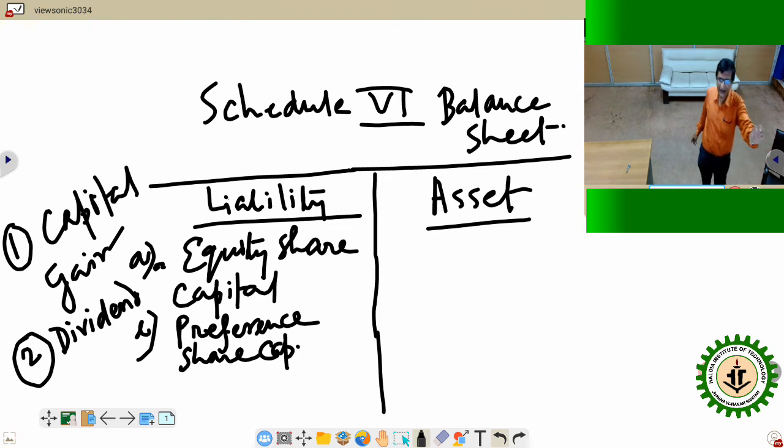Capital gain means the difference between the sale and purchase price of equity shares. Generally, people invest in equity shares of any company in the secondary market. What is the primary market, what is the secondary market, that is a long discussion, I am not going into that. But the secondary market, just this much you should know, is the trading platform for shares.